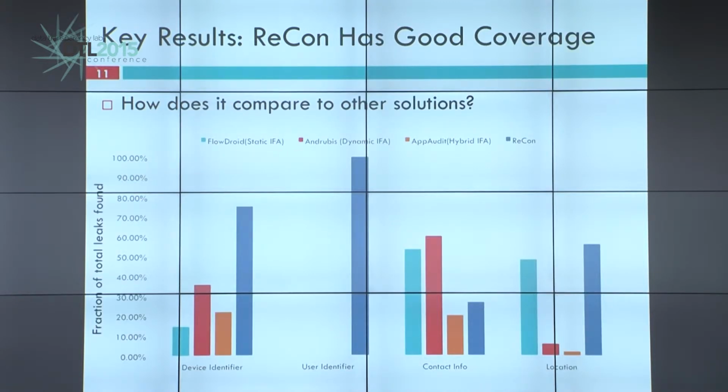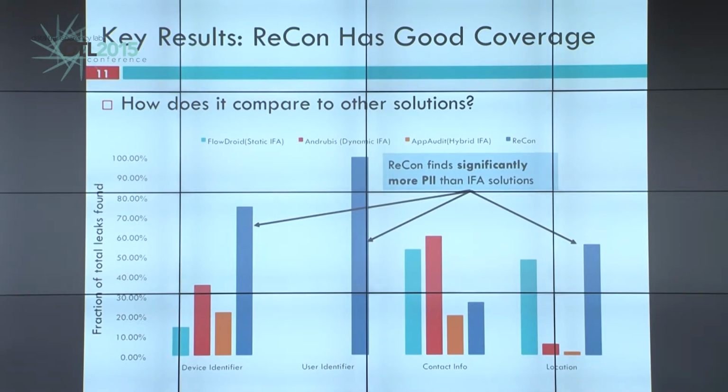Okay, so beyond just our controlled experiments, we wanted to understand how this technique stands up to the other thing I talked about, information flow analysis, where you actually know, or the operating system knows, what information is being leaked. And there's a bunch of different ways of doing this: static, dynamic, and hybrid. We looked at all of them, so FlowDroid, Andrubis, and App Audit. And on the y-axis here is the fraction of all leaks found across all of these approaches. And on the x-axis, again, we have the types of leaks. So blue is for Recon.